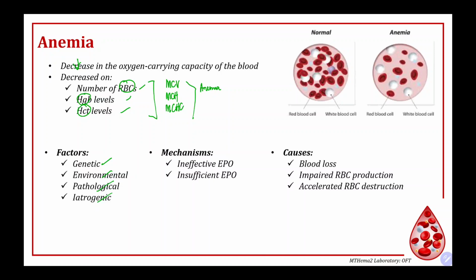You have two mechanisms as to why a patient can have anemia. It may be due to ineffective erythropoiesis or insufficient erythropoiesis. And lastly, there are also several causes of anemia. It may be due to blood loss, impaired RBC production, or accelerated or increased RBC destruction.